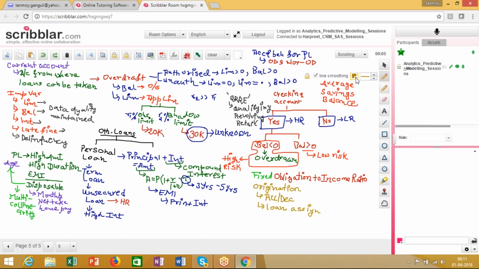But again, within accept decline strategies, when I talk about decline, decline is of two types. One is a score decline, the other is a policy decline. A score decline occurs when a particular borrower does not satisfy the cutoff score and hence is just declined.